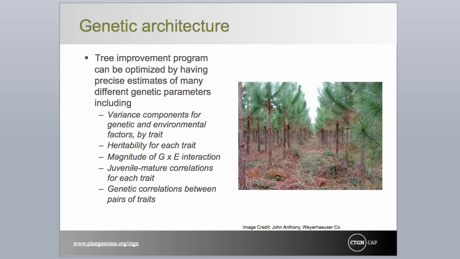Juvenile mature correlations are important if one wishes to make selections at an early age. The faster selections can be made, the greater the genetic gain per unit of time. Genetic correlations are important to ensure that 2 or more traits being selected do not move in antagonistic directions. That is, selecting for progress in one results in a decline in the other. The estimated heritability of a trait is very much dependent on the quality of the genetic test from which it is calculated. A test that does not remove environmental variability well will have lower heritability and poorer resolution for identifying genetically superior individuals.